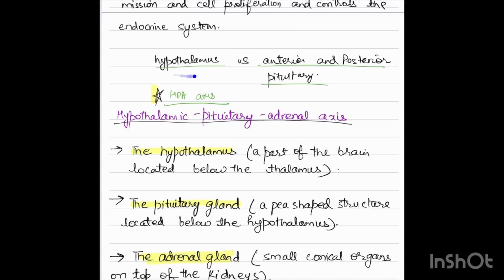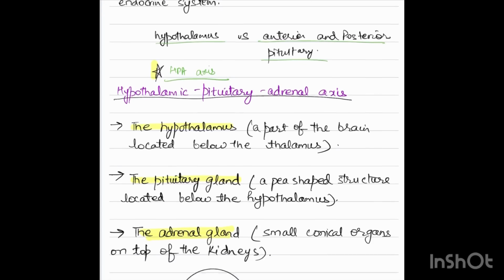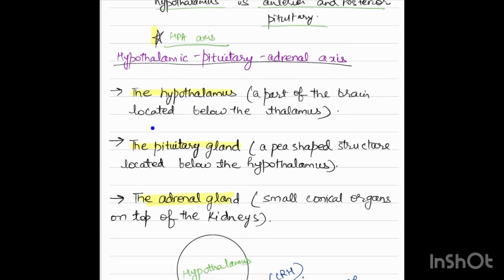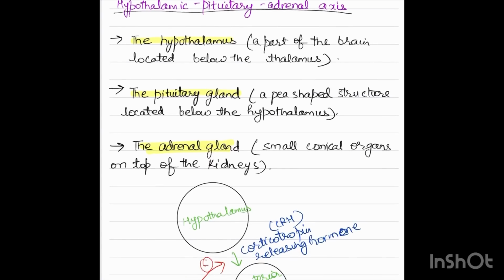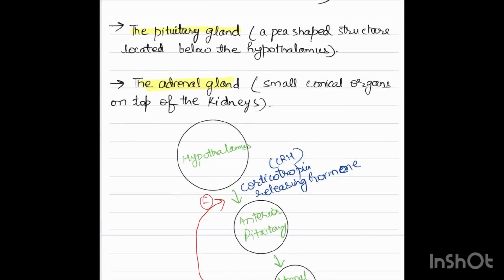Now, hypothalamus versus anterior and posterior pituitary. They work in an HPA axis, that is the hypothalamic pituitary adrenal axis. The hypothalamus is the master gland, a part of the brain located below the thalamus, and the pituitary gland, a pea-shaped structure located below the hypothalamus. The adrenal gland is a small conical organ on top of the kidney.